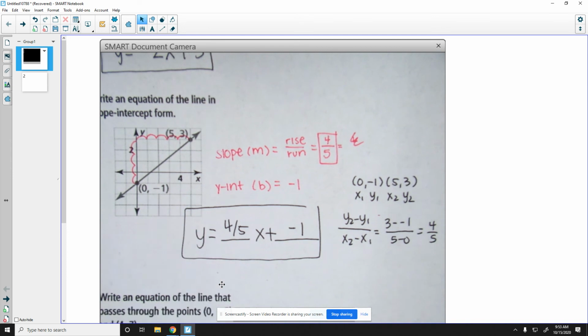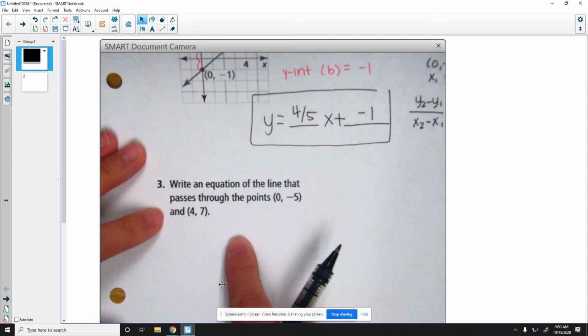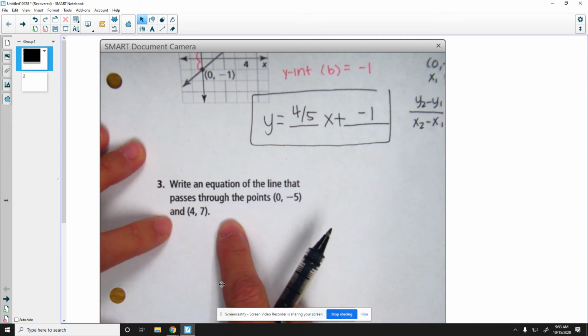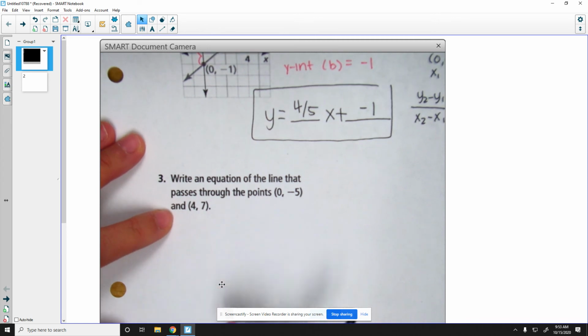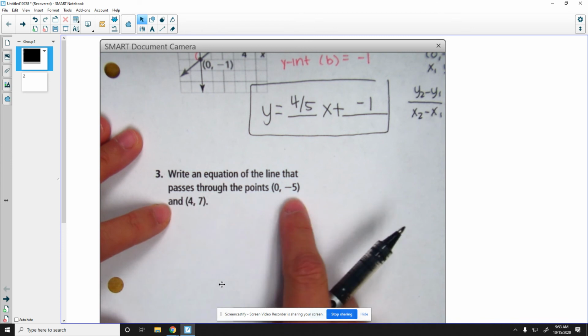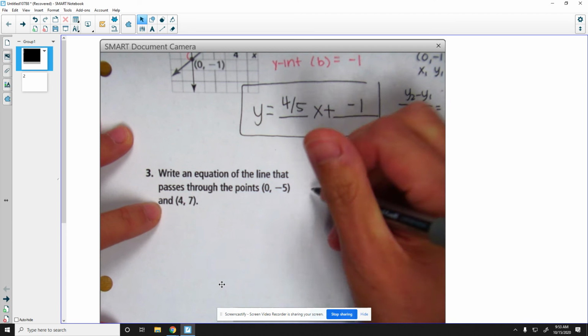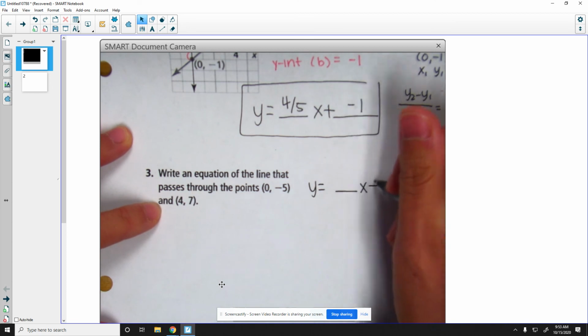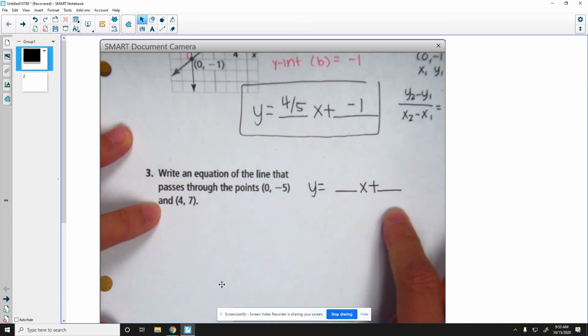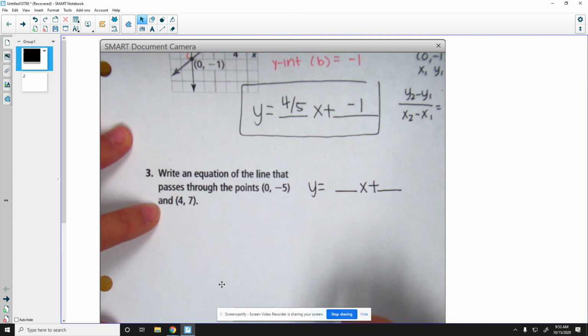Okay, last one. This one's a little bit trickier. It's probably the hardest one in the whole lesson, okay? Write an equation of the line that passes through blank and blank. So you know your answer is going to look like this. You have 2 numbers to fill in. Vaughn? Yes? Question? Answer?